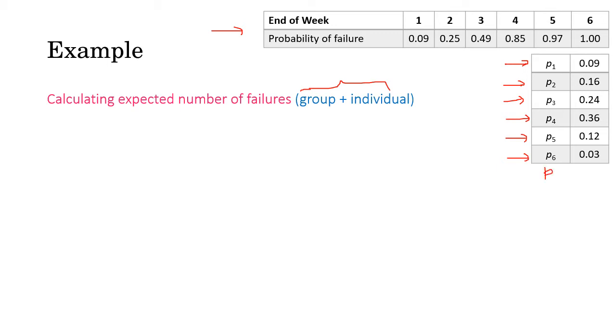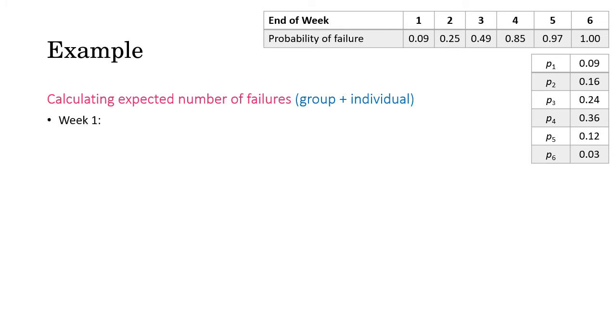And if you calculate P7, it will be 0 because all of this sums to 1. So the probability of any bulb failing between week 6 and week 7 is 0, between week 7 and week 8 is 0, and you can go on with this. Okay. So let me erase this.